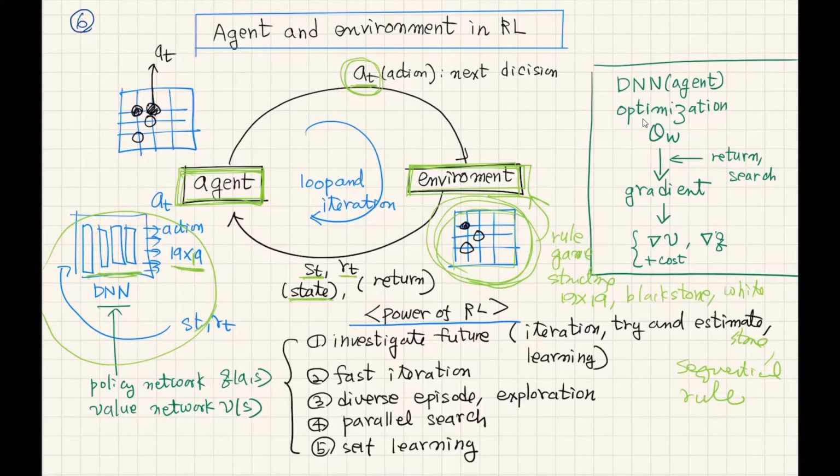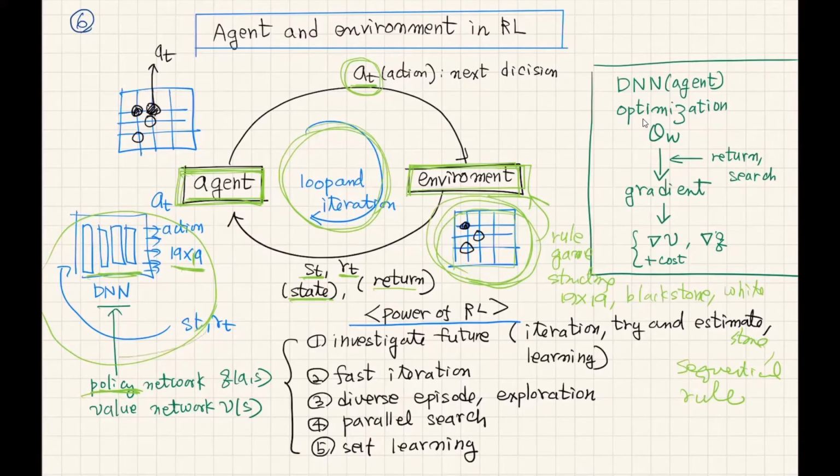And there is a return. Return means the probability of winning the game. Later on, we will also define return as the future return. That is called return. So by doing this iteration again and again, the agent will find a policy that has the best winning rate.